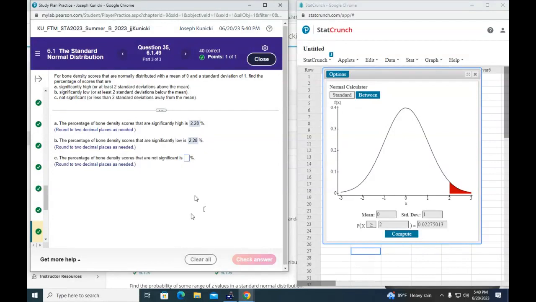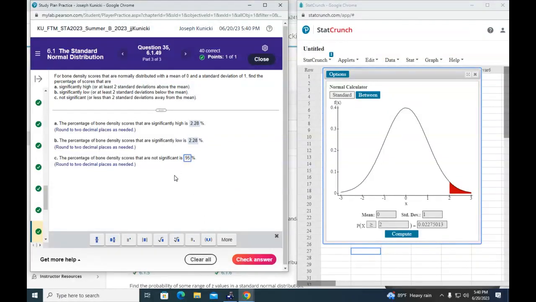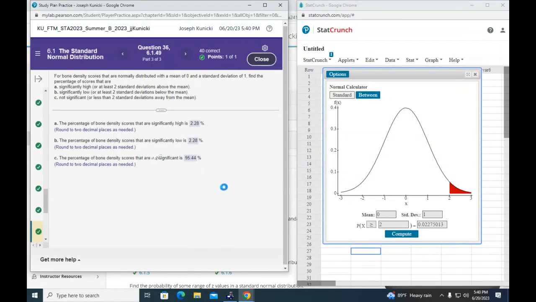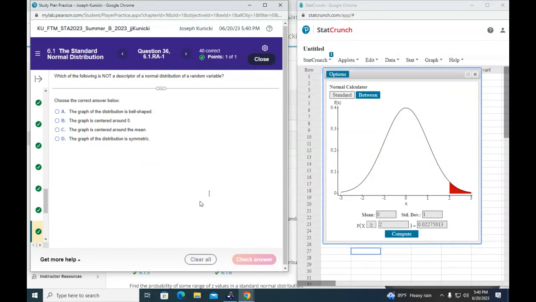And so how many are not significant? Those are the ones that are in the middle. Remember, significant only happens in the tails. So if I add those two up, I get 4.56. So that's 95.44. We said 95.45 just a few seconds ago, but it's close enough. All right? You get the idea of that?